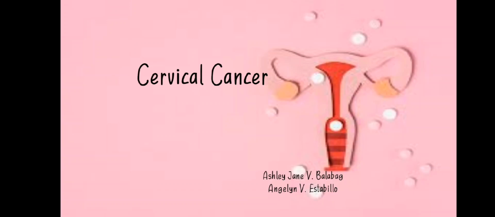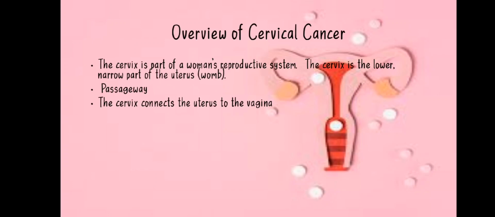Today we are going to discuss cervical cancer. A quick recap about the anatomy of the cervix. So, the cervix is a part of a woman's reproductive system. It's in the pelvis, a lower narrow part of the uterus or the womb. It is a passageway. For example, during the menstrual period, the blood flows from the uterus through the cervix going to the vagina, and it leads going outside the body. The cervix connects the uterus to the vagina.